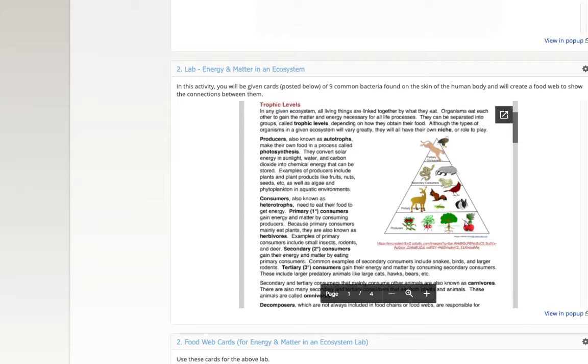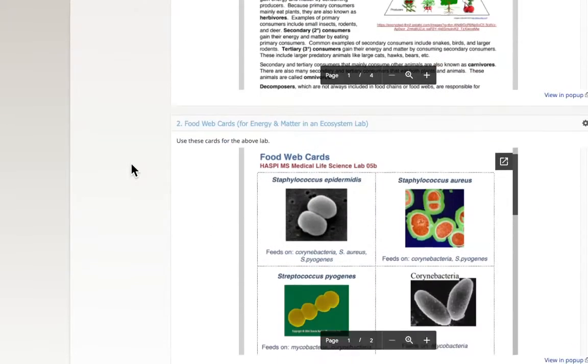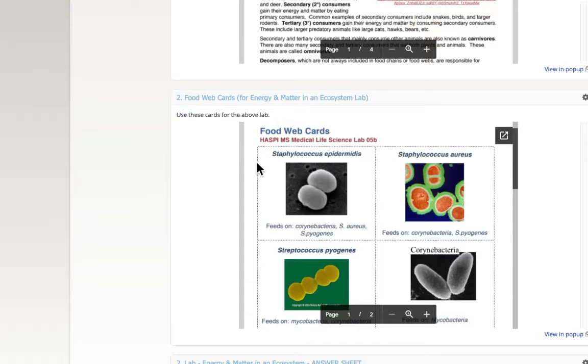Hi, I'm going to go over the energy and matter in an ecosystem activity. What you need to do is print out these food web cards because you're going to make a food web. You can go ahead and print them out a little smaller so they fit on a paper if you want, maybe at 50 or 60%.